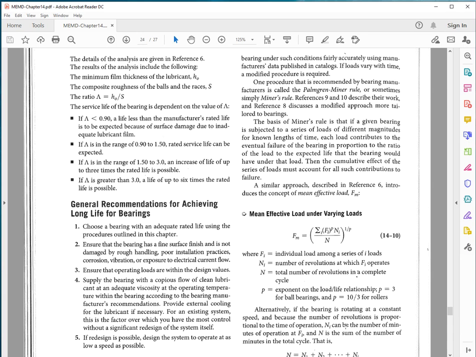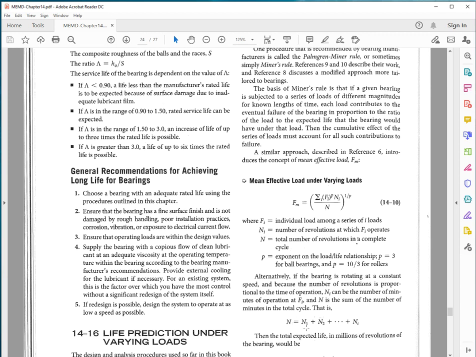Okay, so we have the number of revolutions corresponding to this load, and then a new load, a new number of revolutions, and so on. N is going to be the total number of revolutions in a complete cycle, so it's going to be N1 plus N2. You sum all these Ni's and it gets you N. And then we agree that this P should not have been introduced anew, but already used. The early one was K, either 3 or 3.33. Here's listed what N is.